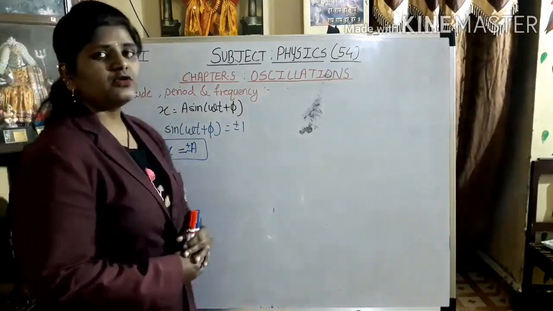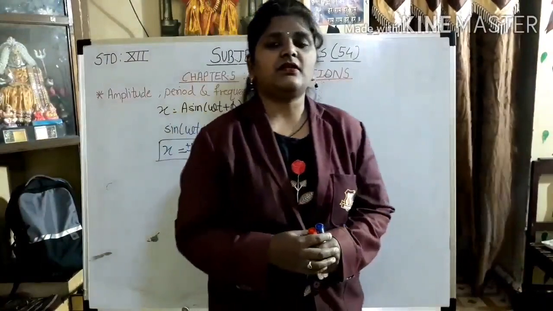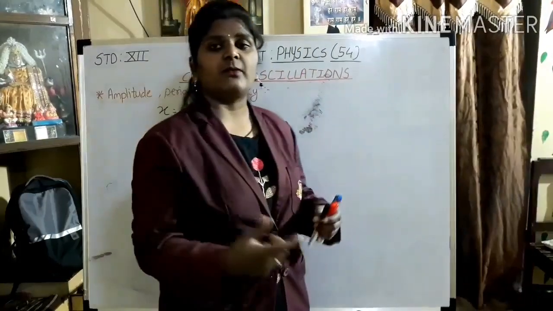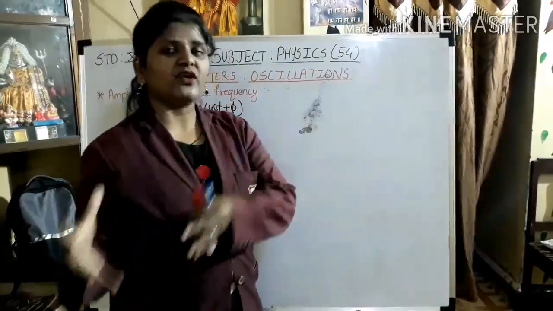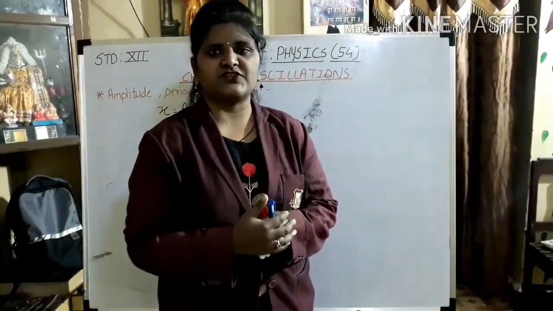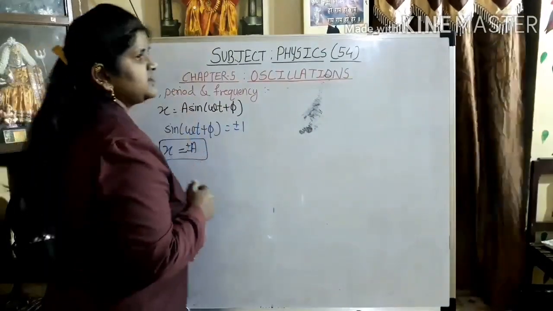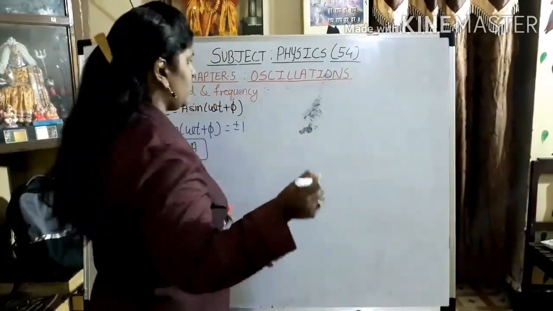Now we'll see about period. Okay. It's nothing but the time taken by a particle to complete one oscillation while it is performing SHM. So we have to find out after what time it completes one oscillation. That we are going to find out. Okay. So period is denoted by capital T. So we are going to find out the value for period.